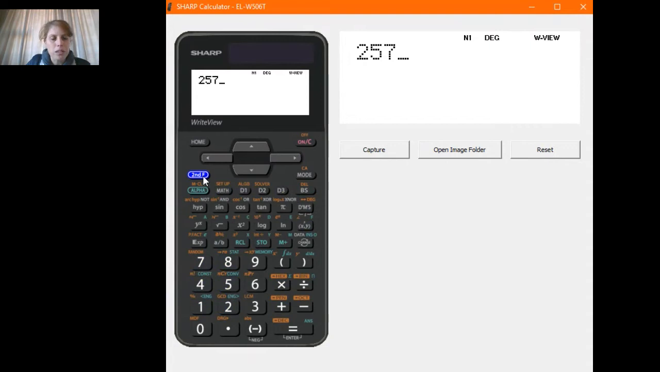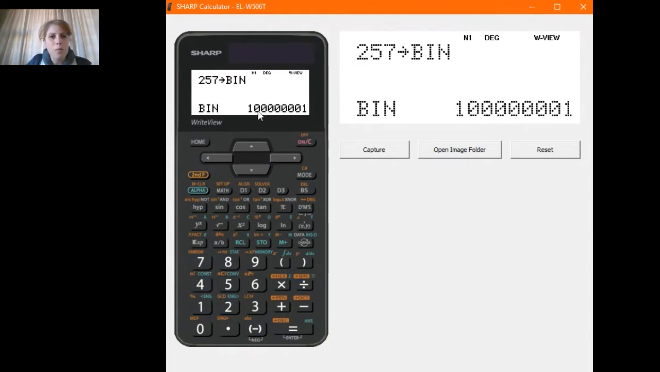So what we do is type in the 257. We press second function, and we're going to choose divide. You can see in orange it says binary. So we press divide, and now we have the binary number of 257. I picked a really great example.